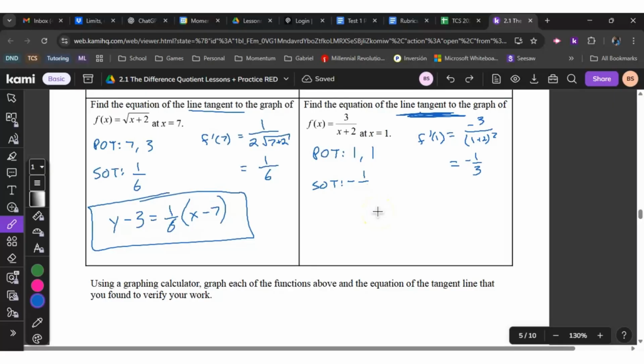It's kind of an ugly 3. Let's fix it. And then I just write my equation. Y minus 1 equals negative 1/3 times x minus 1.